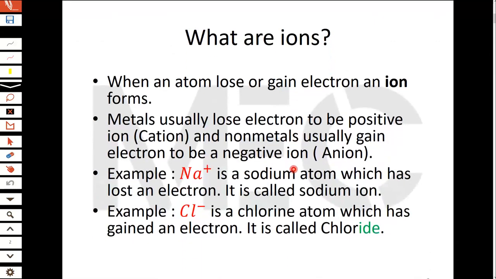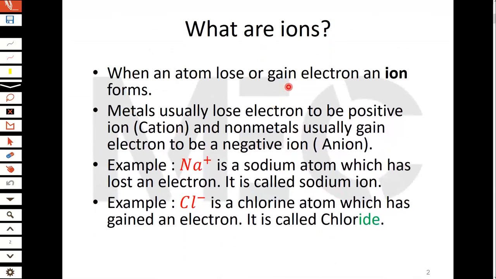Okay, what are ions? When an atom loses or gains electrons, an ion forms. Metals usually lose electrons to become positive ions, or cations, and non-metals usually gain electrons to become negative ions, or anions. For example, Na+ is a sodium atom which has lost one electron. It is called sodium ion.